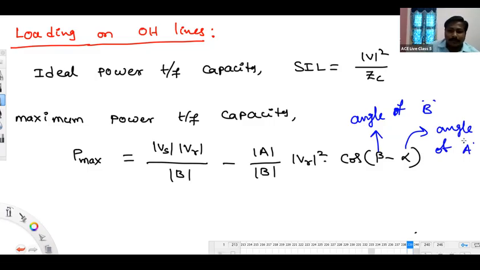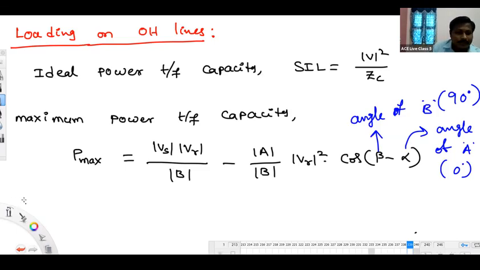You tell me, for a lossless line, what is the angle of parameter B? 90 degrees. The angle of parameter B is 90 degrees for a lossless line, and the angle of parameter A is 0 degrees. So for a lossless line you get cos 90 minus 0, it will be cos 90, 0. The second term will be completely 0. We get only the first term, mod Vs, mod Vr by mod B, for the lossless transmission line analysis.